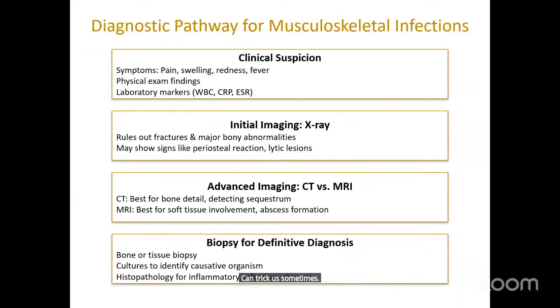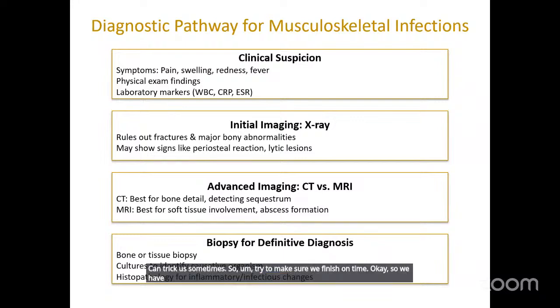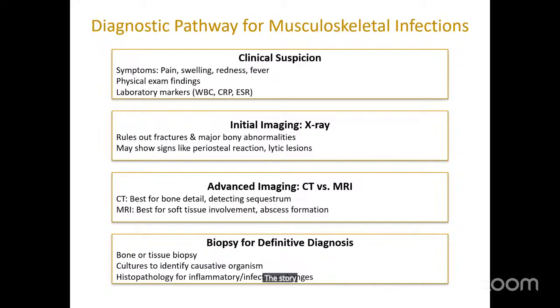So try to make sure we finish on time. Okay, so we have a diagnostic pathway. Quickly, the clinical suspicion is, of course, the most important thing. There needs to be signs of infection before imaging is done because there are, like I said, many mimickers. And if we go by imaging alone, we're going to get it wrong. So we need to know the story of what's going on with the patient.